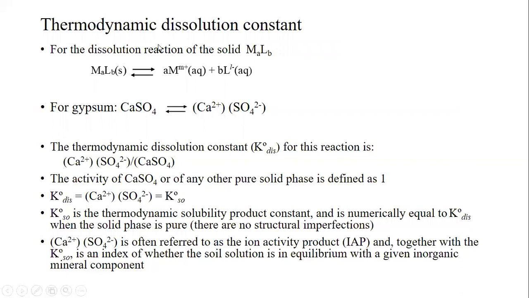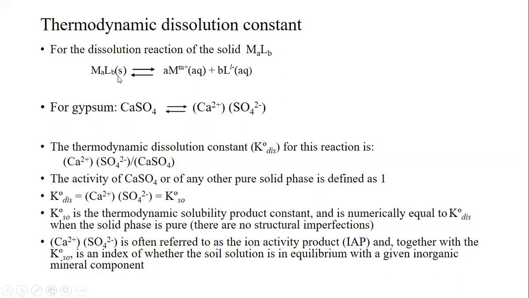Okay, let's get back again to the thermodynamic equilibria, but this time we're interested in the dissolution reaction. So we call it the dissolution constant, but again, it's a thermodynamic equilibrium constant, specific for dissolution. We call it the dissolution reaction of the solid. We take any solid, MaLb, where M is the cation and L is the anion, and a and b are the stoichiometric numbers to make this a compound. Remember, this is a reversible process.